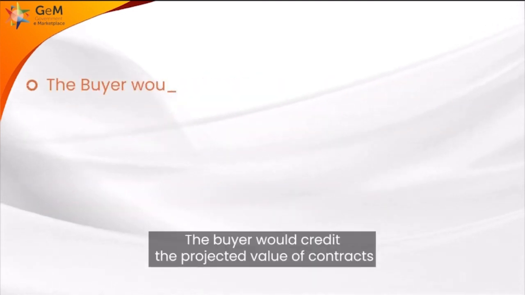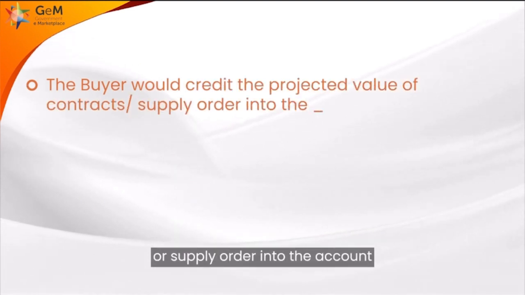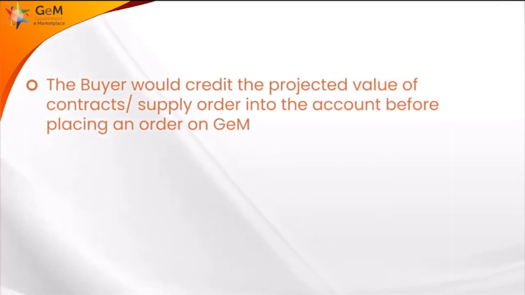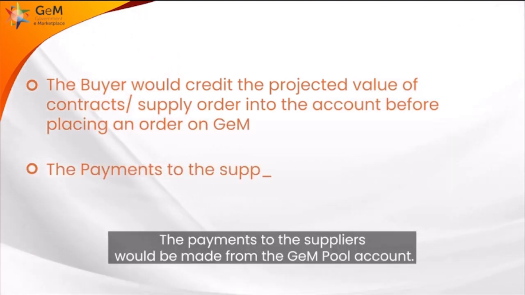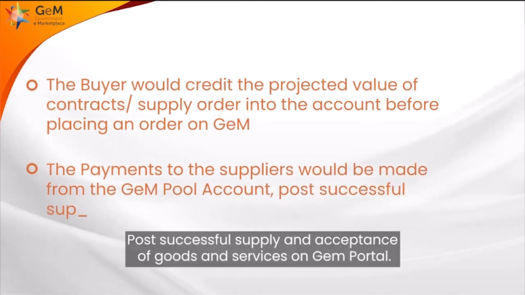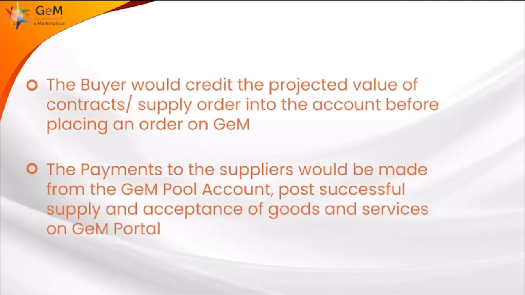The buyer would credit the projected value of contracts or supply order into the account before placing an order on GeM. The payments to the suppliers would be made from the GeM Pool account post successful supply and acceptance of goods and services on GeM portal.